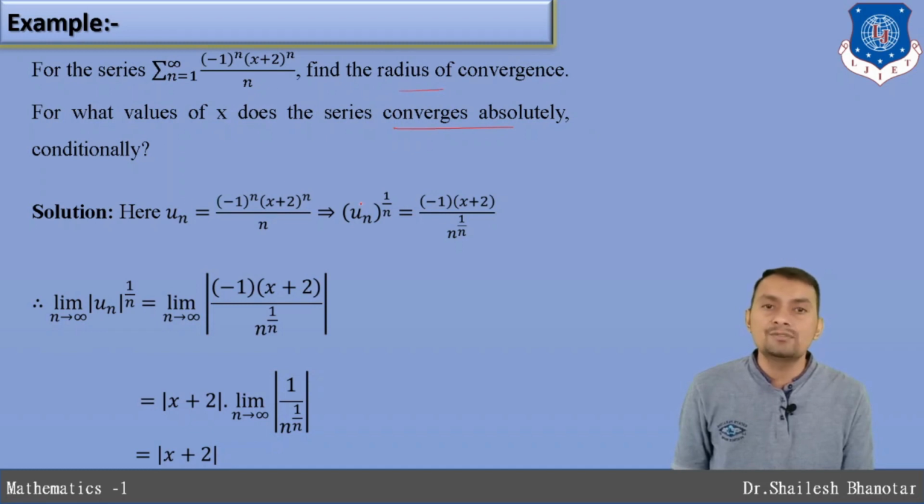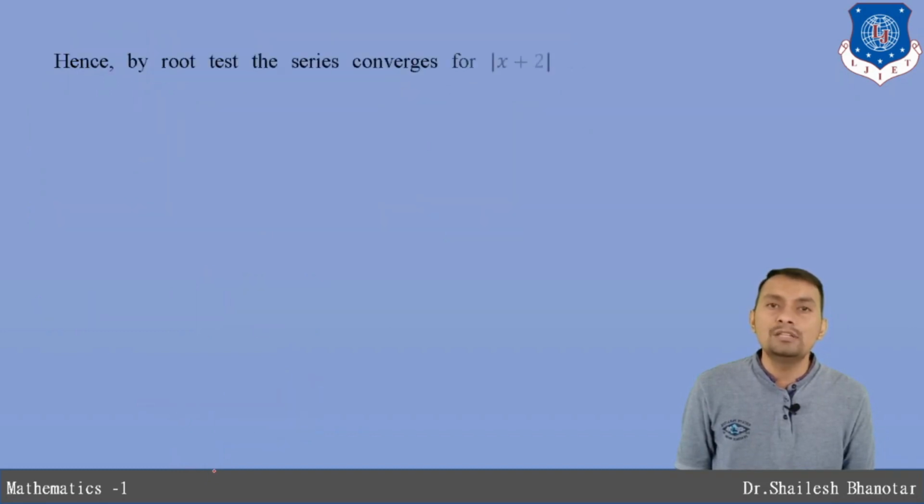We are going to apply the root test because the power contains n, so we take u_n raised to 1/n. Whenever you simplify, the limit is only 1, so you are left with only |x+2|, and we all know about the root test.